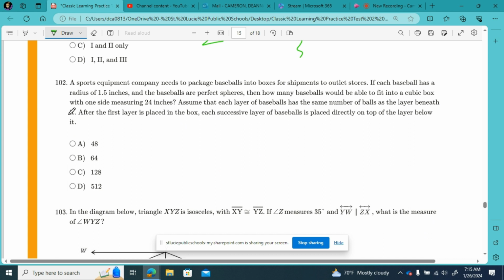And moving right along to number 102, a sports equipment company needs to package baseballs into boxes for shipments to outlet stores. If each baseball has a radius of 1.5 inches and the baseballs are perfect spheres, then how many baseballs would be able to fit into a cubic box with one side measuring 24 inches? So they're going to pack them in a cubic box. And if one side is 24 inches on my cube for the length, it's also 24 for the width and 24 for the height. Assume that each layer of baseballs has the same number of balls as the layer beneath it. After the first layer is placed in the box, each successive layer of baseballs is placed directly on top of the layer below it.